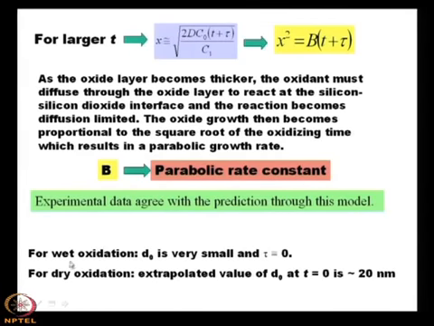And for wet oxidation, this d 0 is very small and tau is almost equal to 0, and for dry oxidation, extrapolated value of d 0 at t equals 0 is almost 20 nanometer. So, at the onset already we can assume that a 20 nanometer oxide layer is formed on the surface of the semiconducting wafer for dry oxidation.